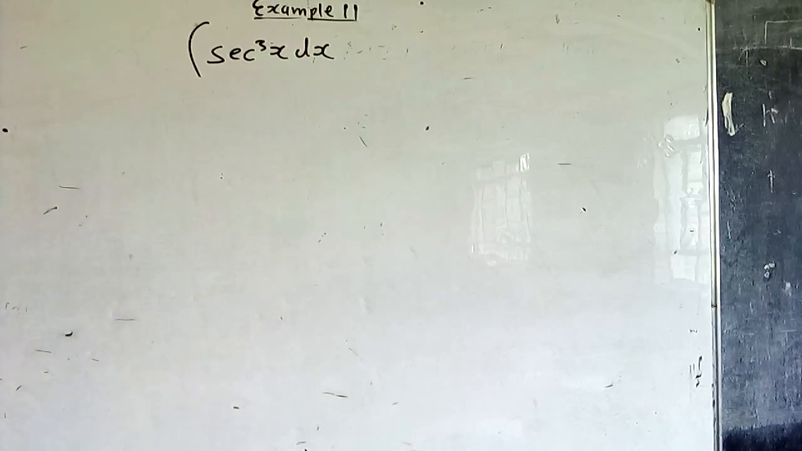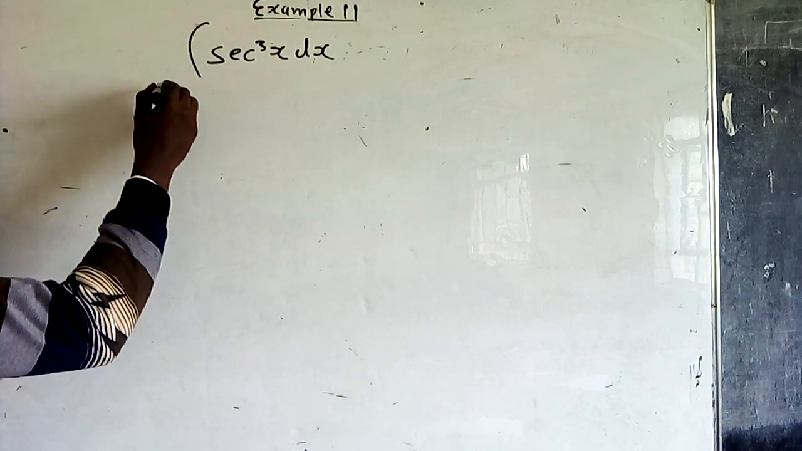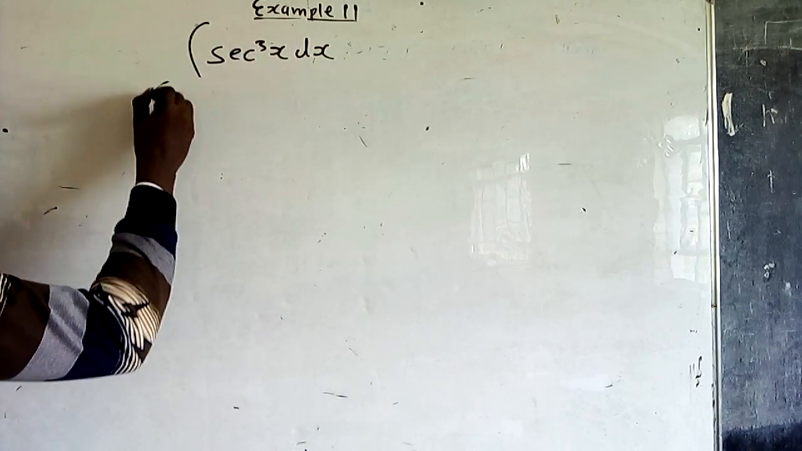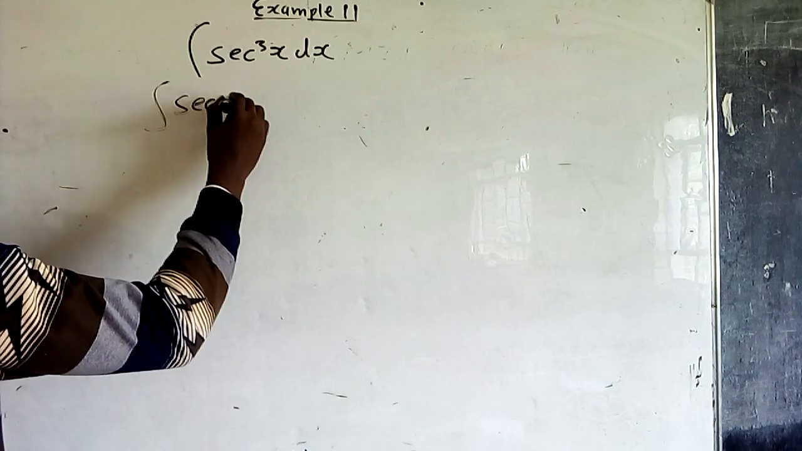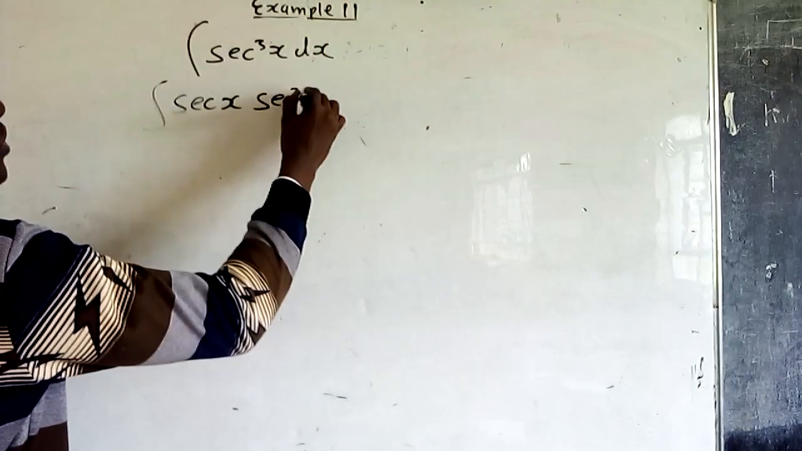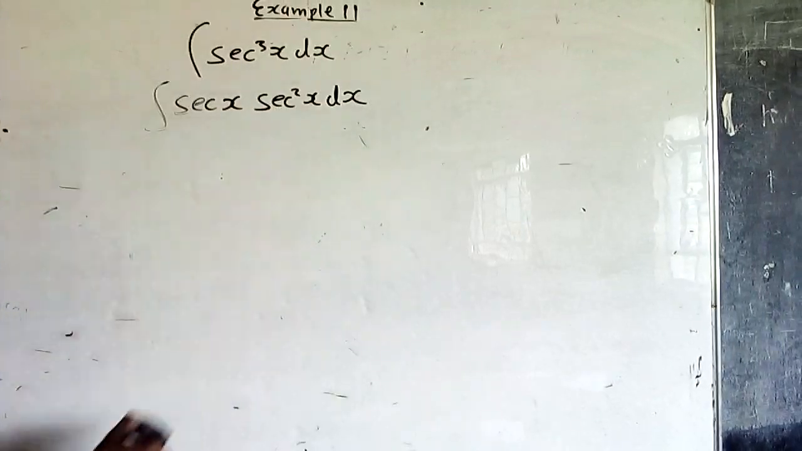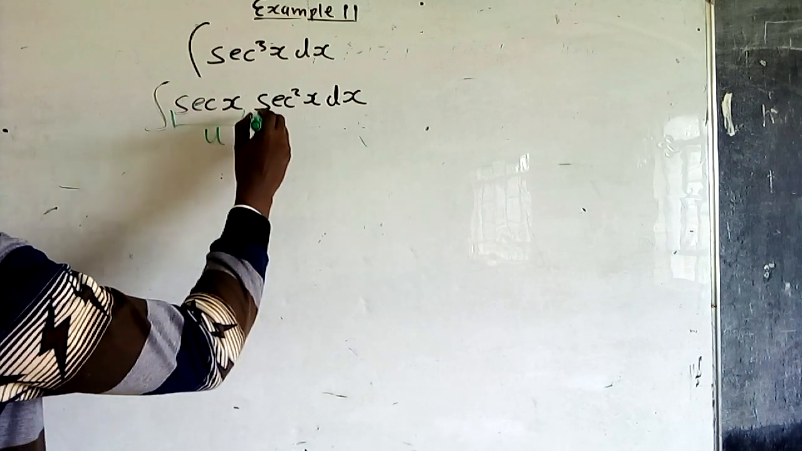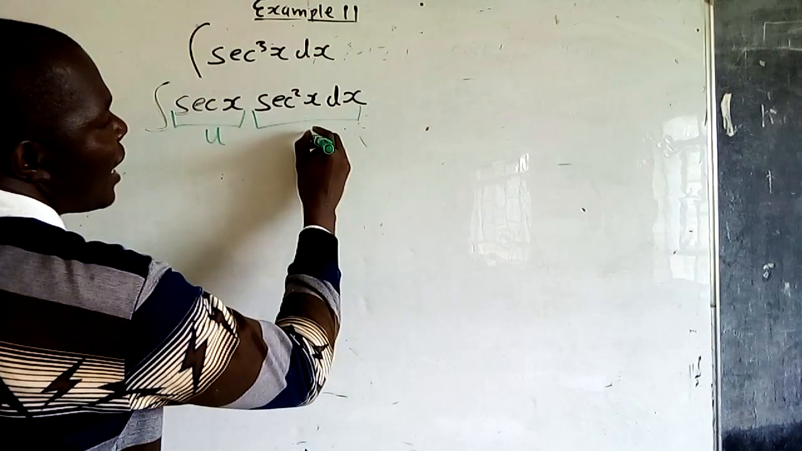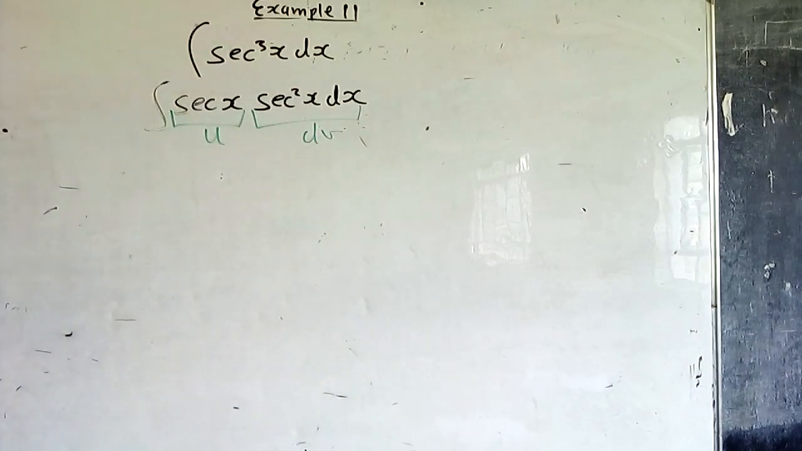Evaluate the integral of sec cubed x dx. How do you evaluate the integral of sec cubed x dx? So here you separate it. We have sec x times sec squared x dx, isn't it? So you let sec x be u and sec squared x dx be dv.